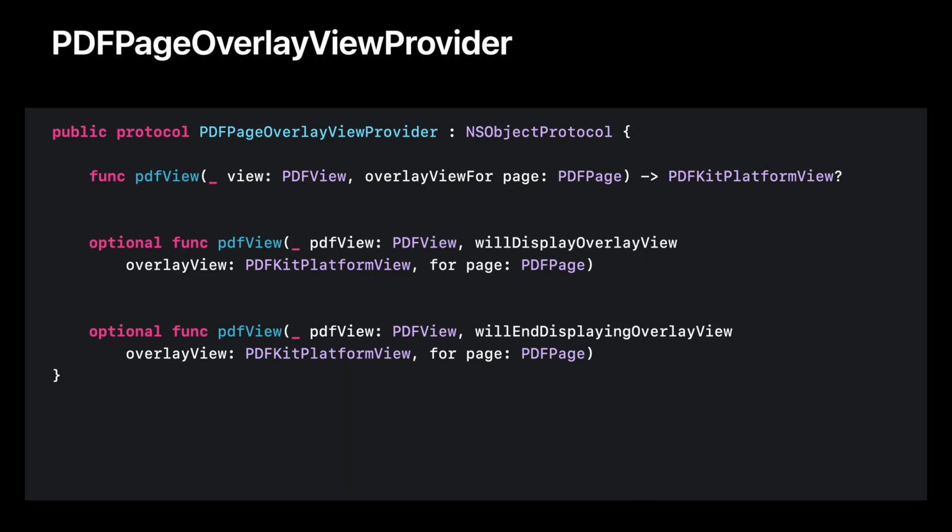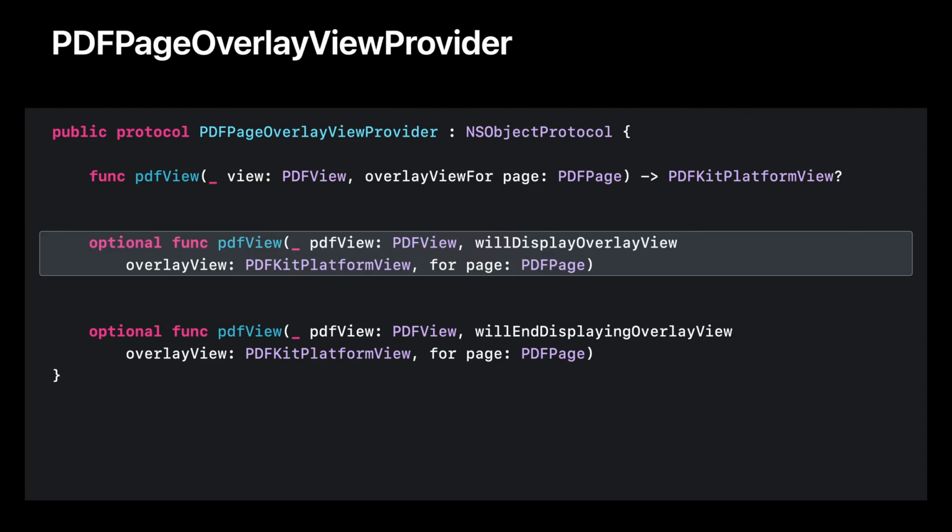The most important method you need to implement is Overlay View for Page. Simply provide an instance of your view, and PDFKit will size it by applying the appropriate constraints. It will also rotate it if the page has non-zero rotation. The next few methods are optional. Will Display Overlay View can be used to install your own gesture handlers, or to set up failure relationships with those of PDFKit.